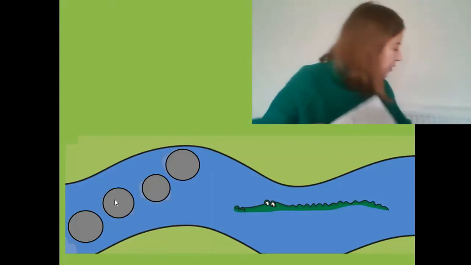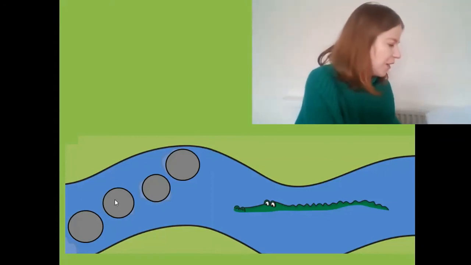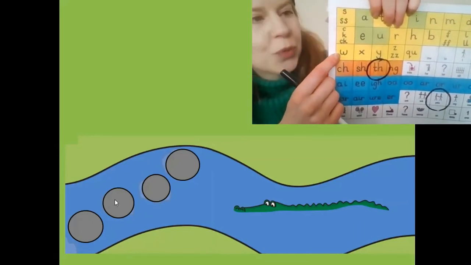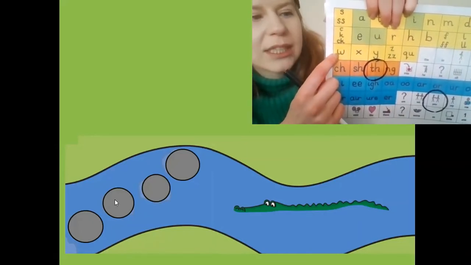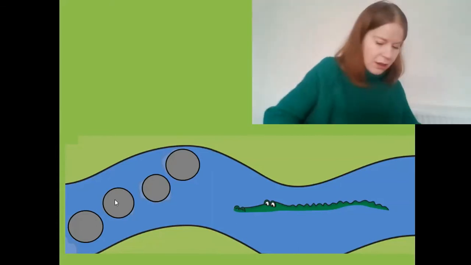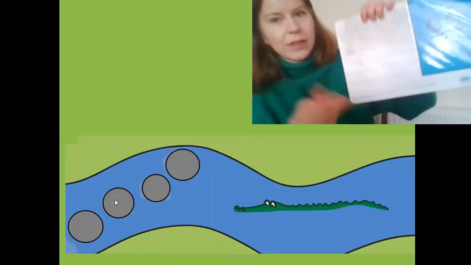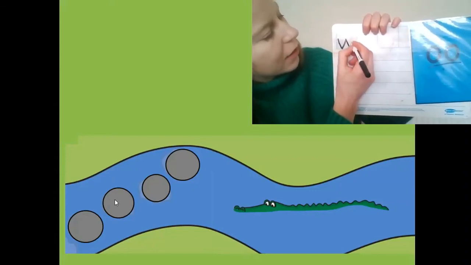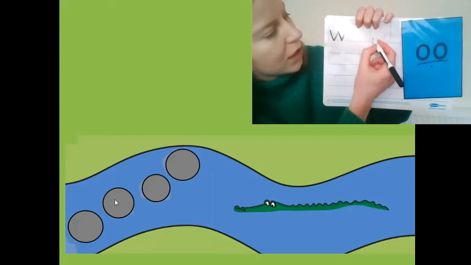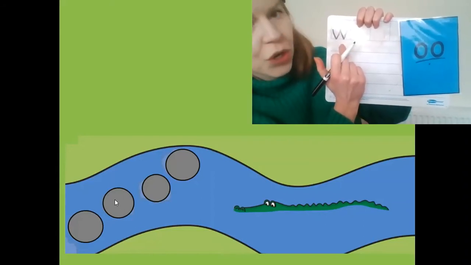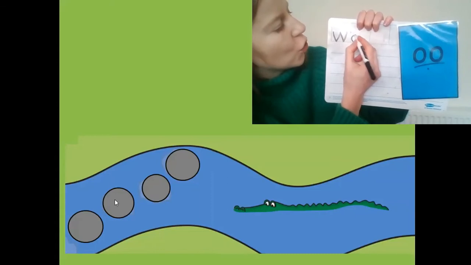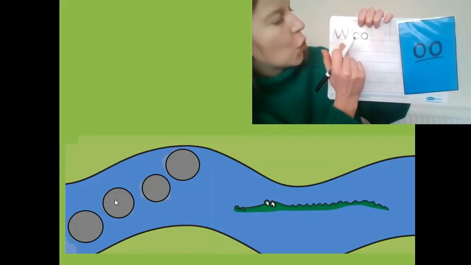The w sound. I know this was one of the first sounds in phase 3 that we learned, the w sound. W. Down, up, w. What's the next sound you can hear in wood? I can hear the short sound again.